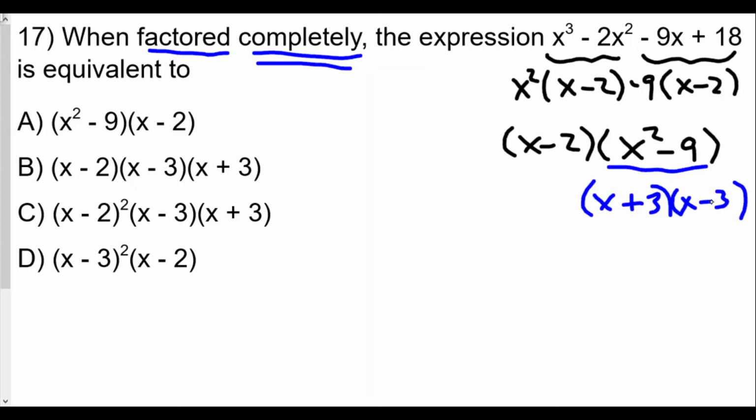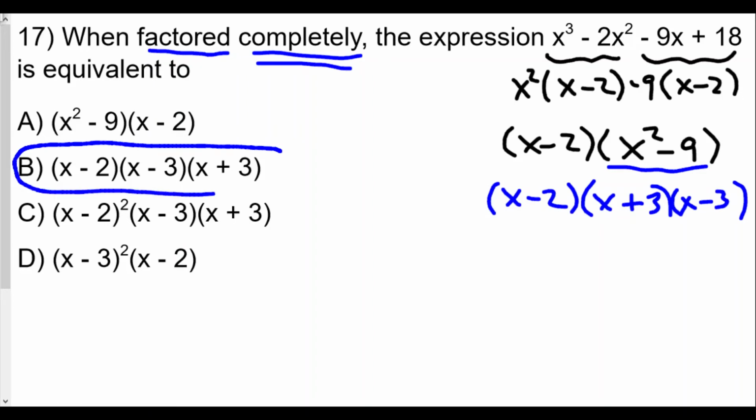You have a perfect square minus a perfect square, take the square root of each of those terms, put them in the front and back, and then put plus and minus in between them. And we don't forget the x minus 2, so we get x minus 2 times x plus 3 times x minus 3. Well, that's best matching choice B.